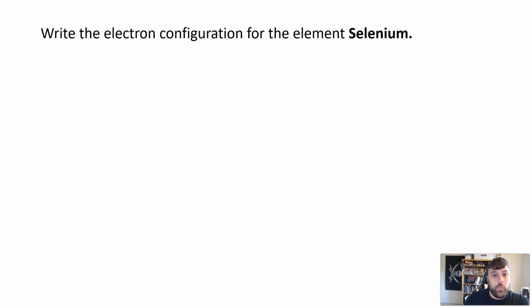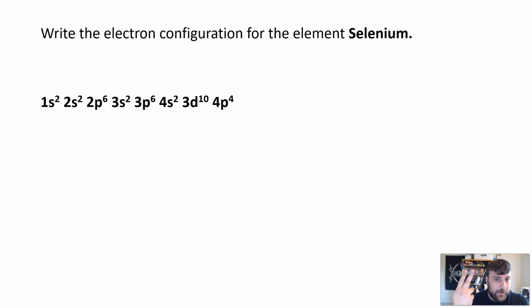Okay. What you should have written is this. Selenium's electron configuration is 1s2, 2s2, 2p6, 3s2, 3p6, 4s2, 3d10, 4p4. So notice, I did not go all the way to 4p6 because there aren't 6 electrons in that p orbital yet. You only add the number of electrons that you need to fill out the atom, right? So there's going to be 2 missing electrons from selenium. So it will end at 4p4.